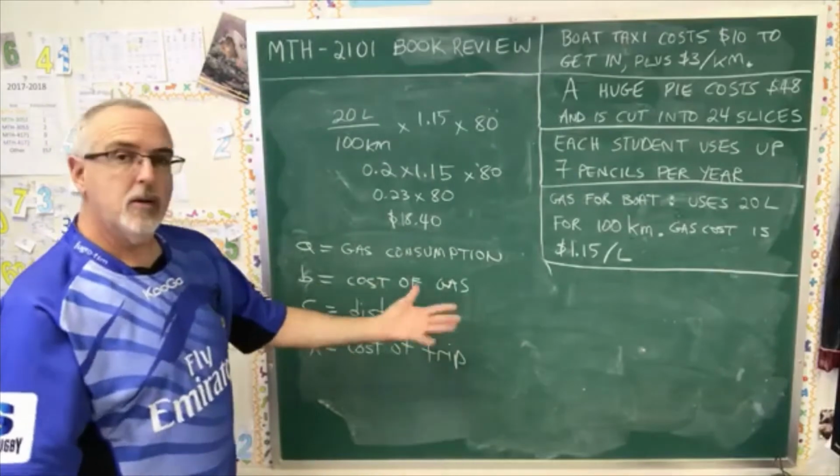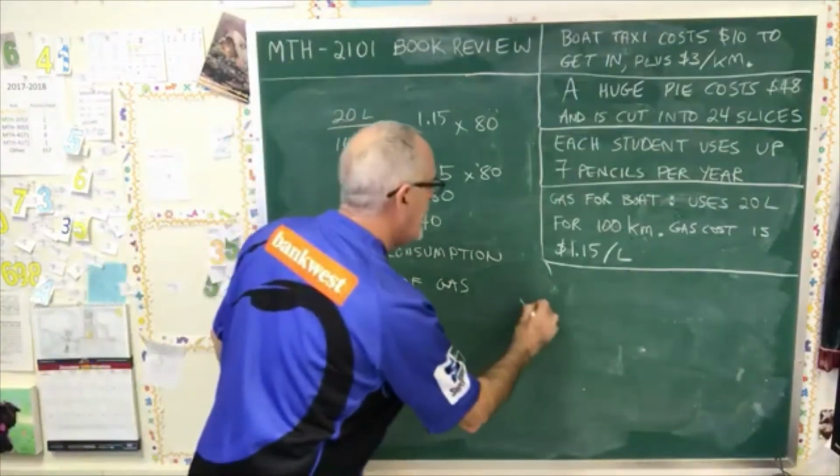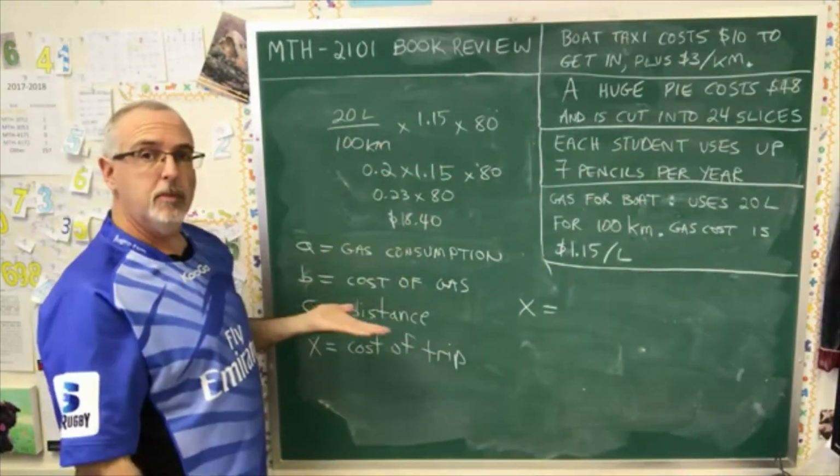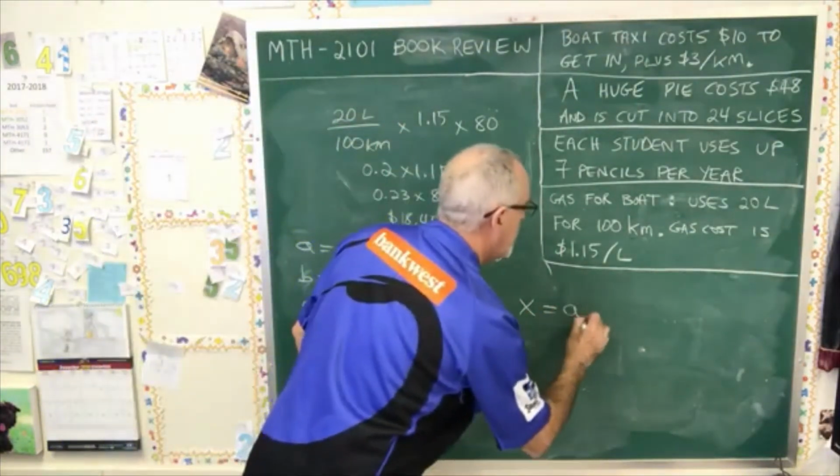I can make an equation out of this. X, the cost of the trip, is going to be equal to, well, what did I do here? I just multiplied these three things. X is equal to ABC.